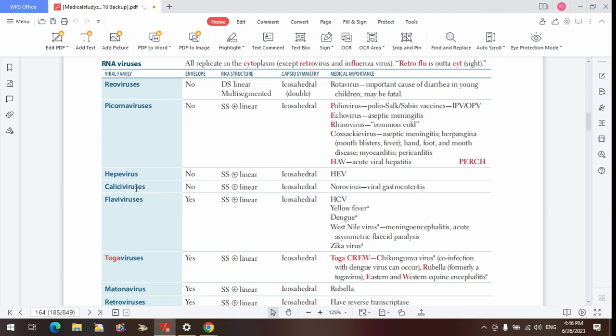You know that herpes is not an RNA virus. Hope you guys remember that herpes is what? A DNA virus. Herpes is an enveloped DNA virus. But there's Hepe, with no S. That sounds like herpes, but it's not herpes.